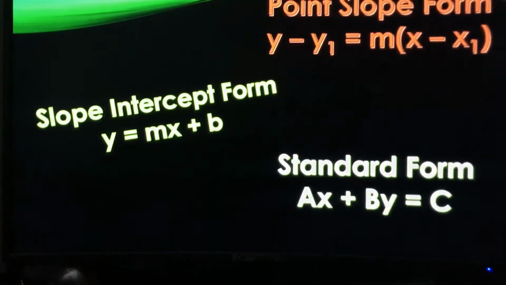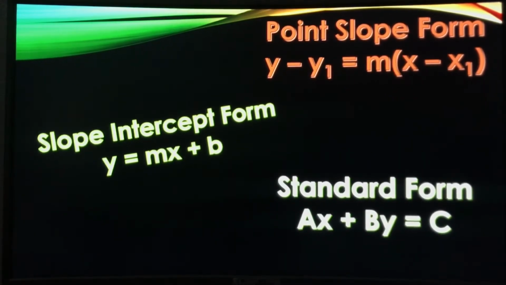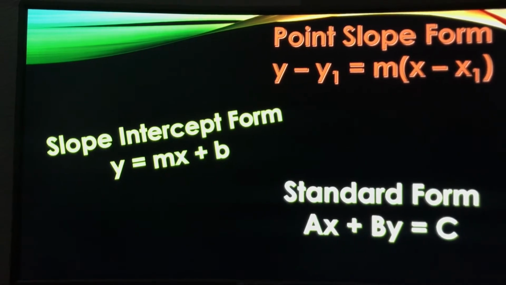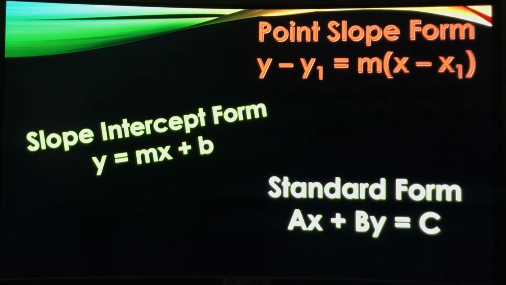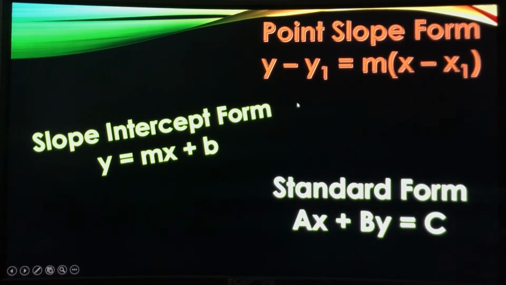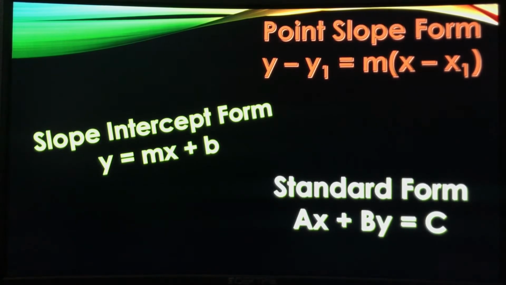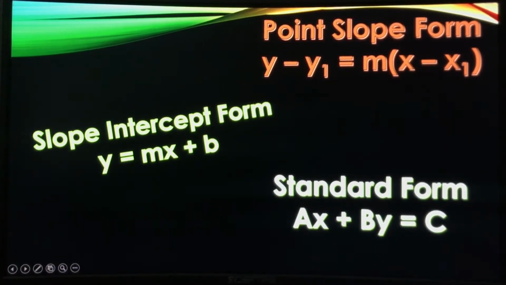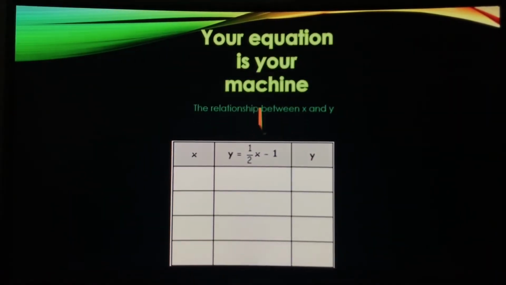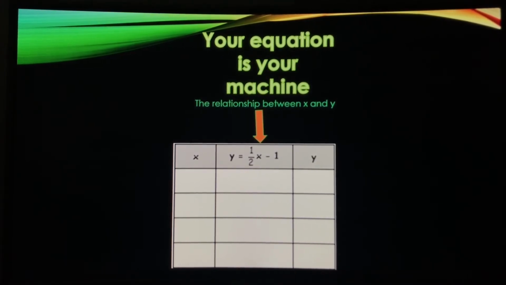So in a linear equation, there are 3 forms, okay? You have something called point-slope form, slope-intercept form, and standard form. All of these forms can be changed into slope-intercept form. We're going to spend some time focusing on slope-intercept form today because it's the most common and the easiest to work with. So let's just go back for a second before we get started.